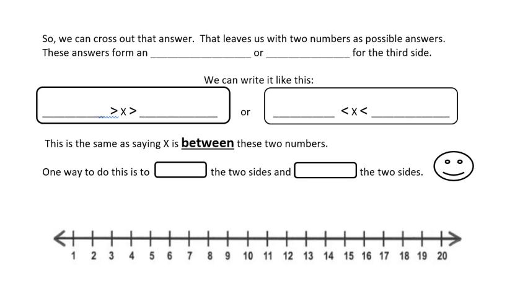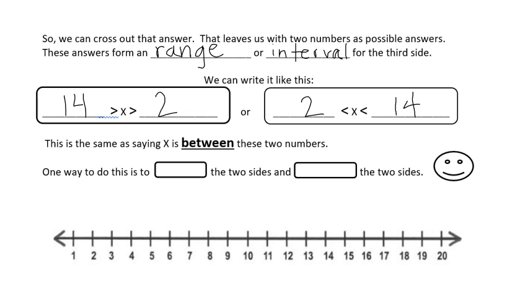These answers are not the only two numbers that work. These answers form a range or an interval for x, which is the third side. So we can write it like x is less than 14 or greater than 2. Or we can say x is bigger than 2 but less than 14. This is the same thing as saying x is between 2 and 14.